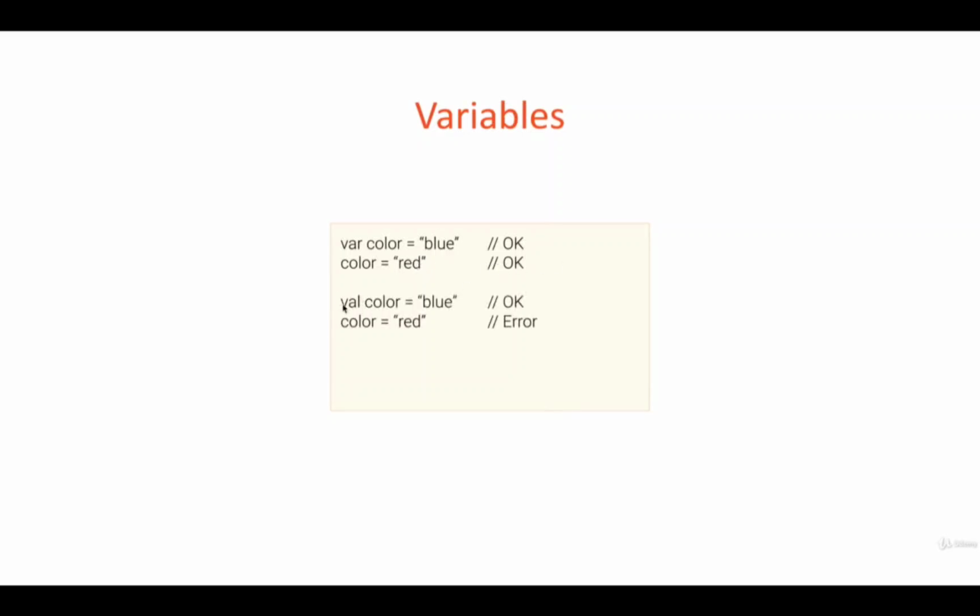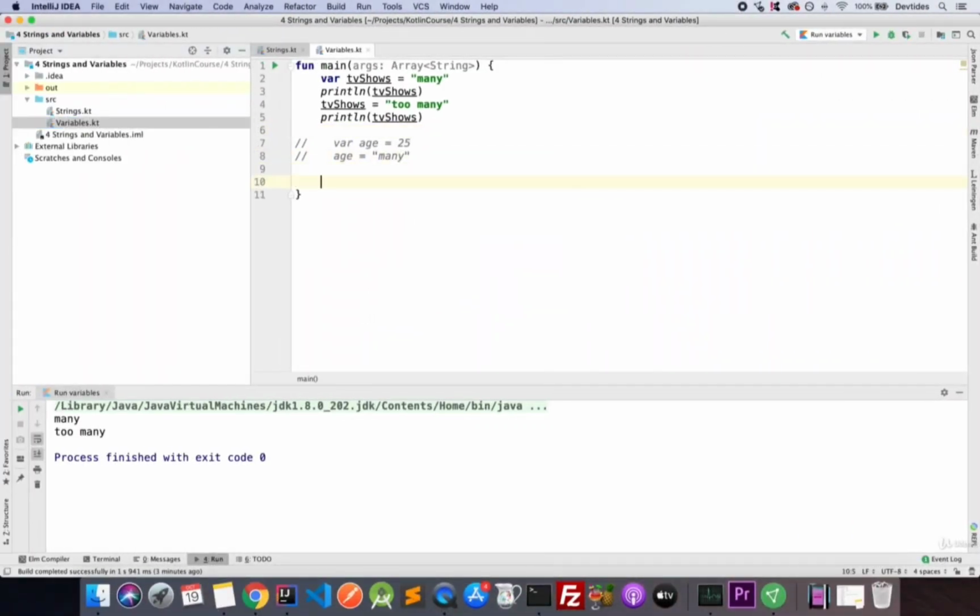But if we have a val, or sometimes called a value, but we can still call it a variable, color equals blue, that is fine. But if we then try to change the value of that variable to red, then we get an error, okay? Because this is an immutable variable. Okay, so let's try that out in our code. We have here val color equals blue, that is fine. And then we have color equals red. And we can see that the IDE has already detected that we cannot reassign this value, okay?